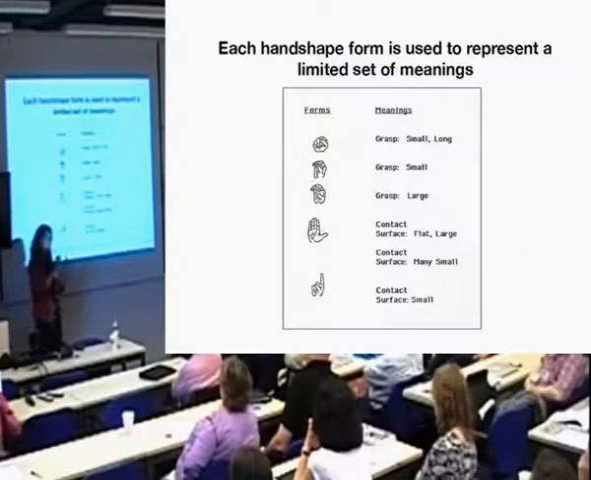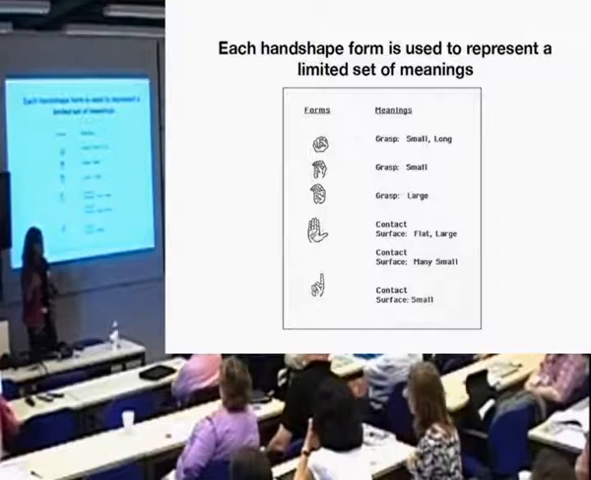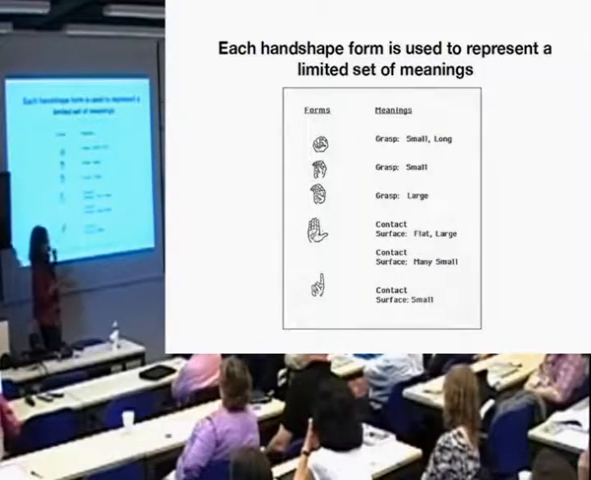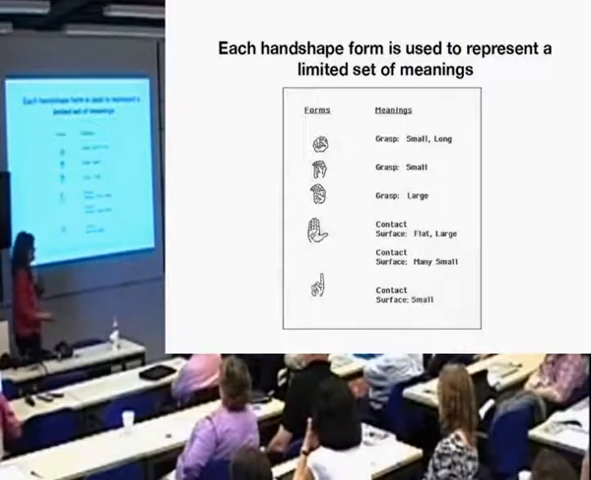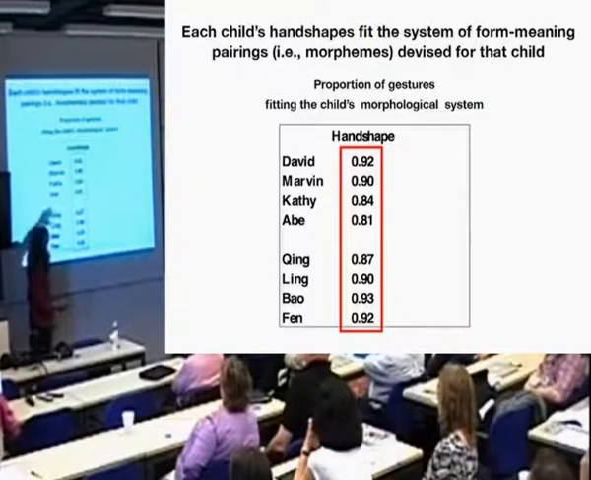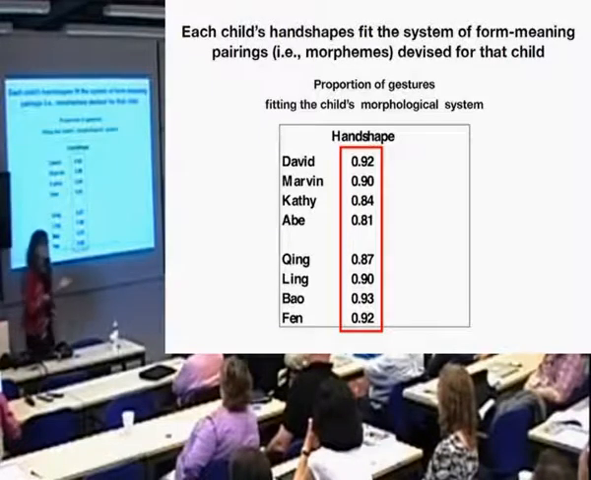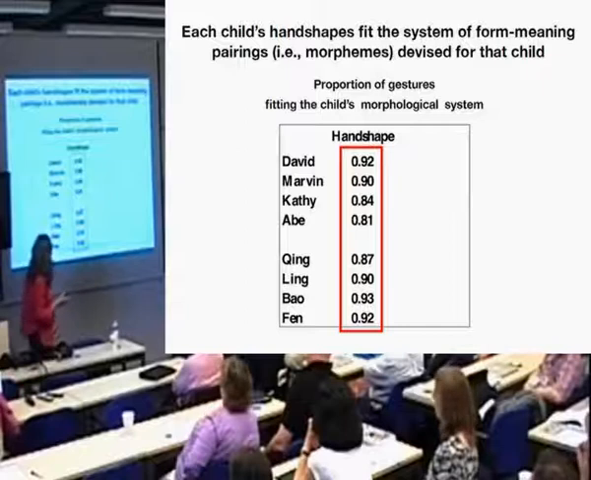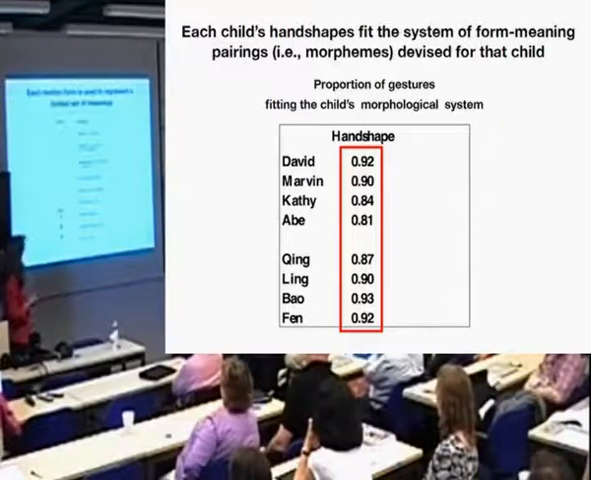We then took that description and ran it roughshod over all the rest of his sessions to see how well it would fit. So this is really a hypothesis that his system characterizes all of the gestures that he produces. And each kid has his own little form-meaning set. So for each of these kids, four in America, four in China and Taiwan, it fits pretty well. It's not bad, ranging from 90%, whatever. We did this for handshapes. We also did it for motions.